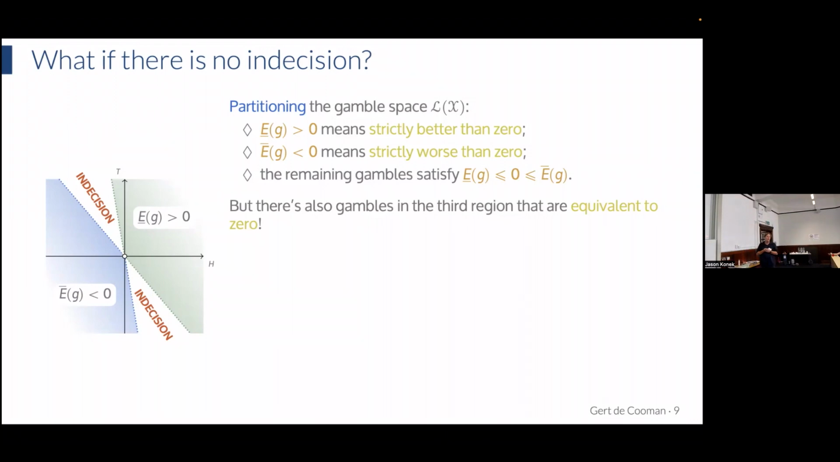So the question is now, when is there no indecision? So when do I only have strictly better, strictly worse, and equivalent? Graphically speaking, it's when these two wedges will be a linear space. Because then those ones will have to be a linear space, because they're all equivalent to zero. So when is this wedge a linear space? That is the question.